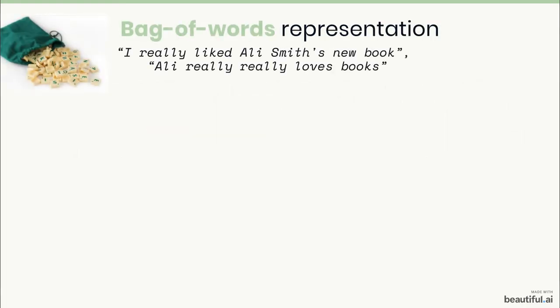There are many different ways of representing words. One method that we can utilize here is the bag of words representation. This is one of the simplest kinds of representation methods. In this example, we will be dealing with two sentences. The first one we saw last time as well: I really liked Ali Smith's new book. And the second one is: Ali really loves books.